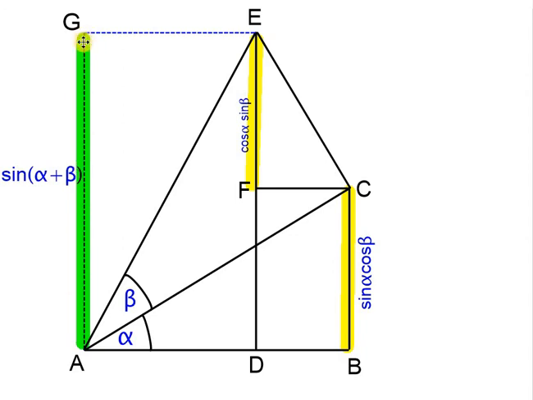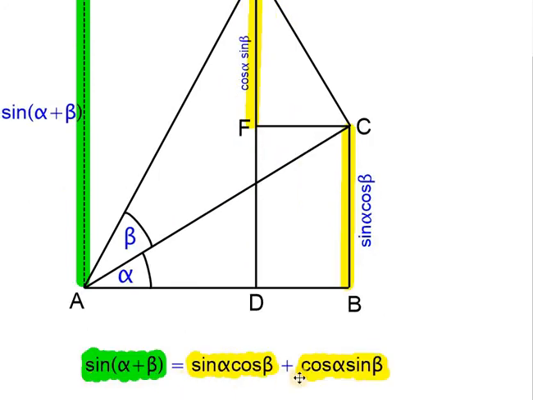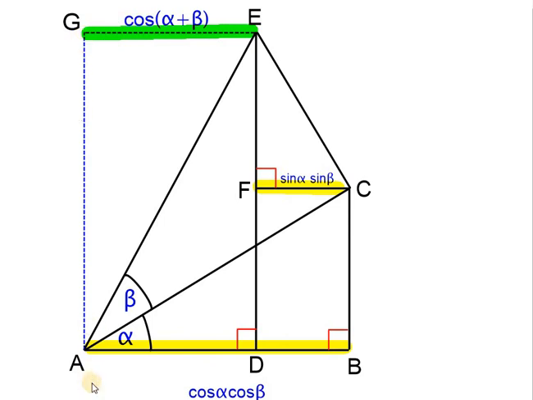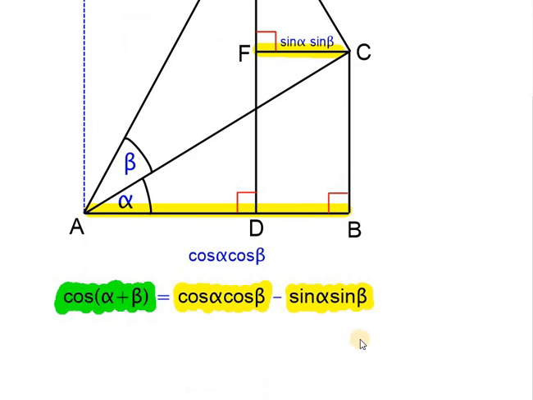And from the diagram we can see the length of the green line is equal to the sum of the lengths of the two yellow ones. So sine alpha plus beta, this length, is equal to sine alpha cos beta plus cos alpha sine beta. So we have this identity. This is the first one. And along here and here, we can see that cos alpha plus beta, this length, is equal to all of this length, which is cos alpha cos beta, minus this length, sine alpha sine beta. So we get another identity, which is this.